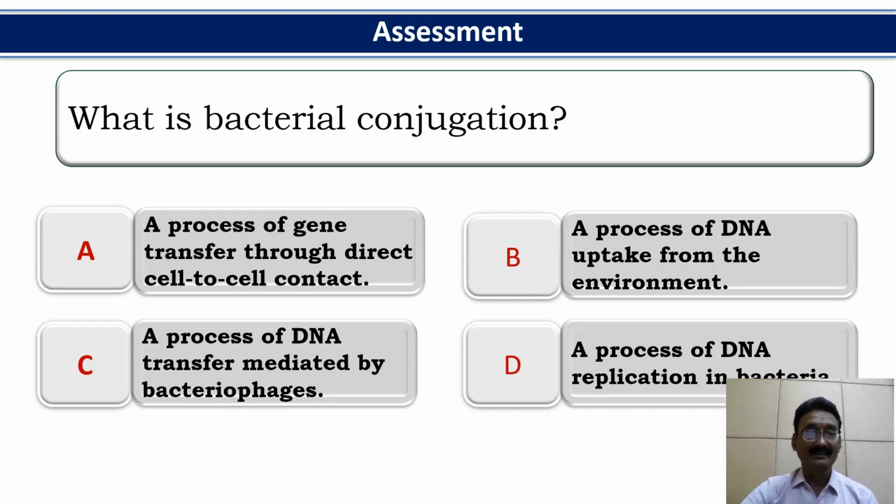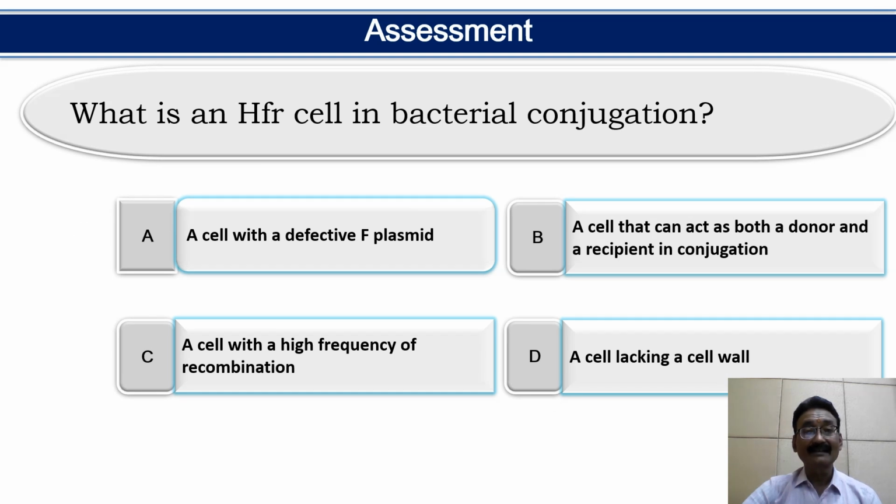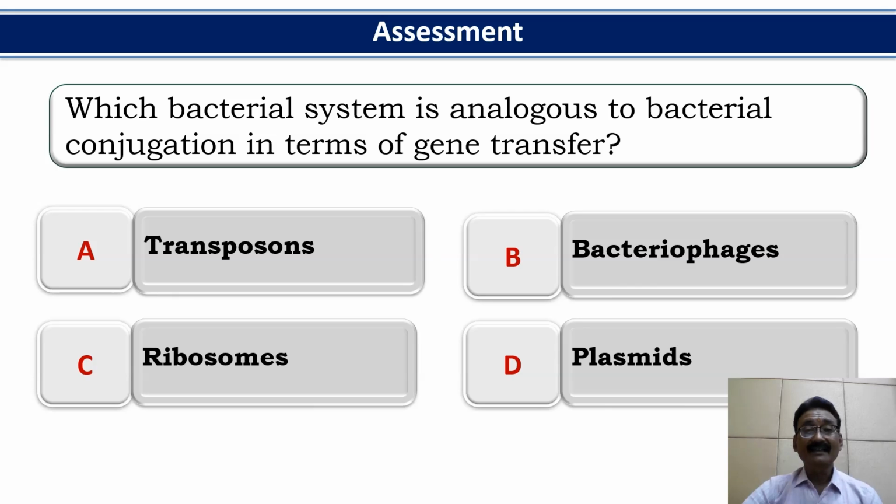Now come to the self-assessment. What is bacterial conjugation? The options are given. You can answer. The answer is a process of gene transfer through direct cell-to-cell contact. The second question is on screen. What is an HFR cell in bacterial conjugation? The answer is a cell with a high frequency of recombination. Which bacterial system is analogous to bacterial conjugation in terms of gene transfer? The answer is transposons.